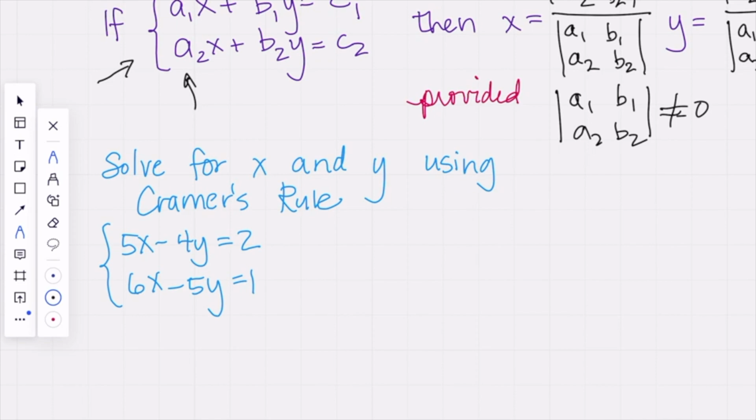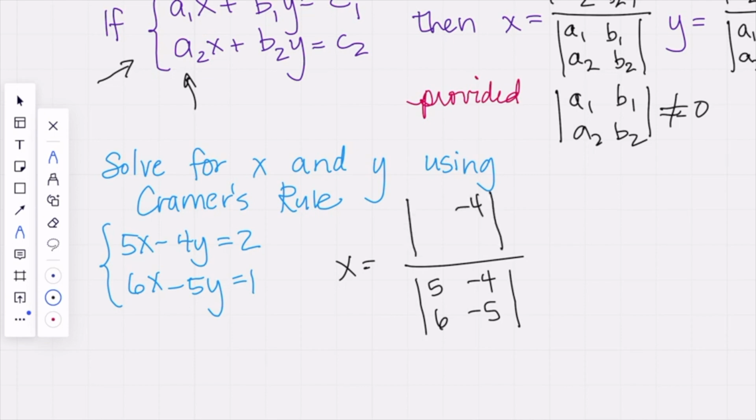If I'm looking for the x and y values using Cramer's rule, then all I'm going to do is say, okay, well, x is equal to, and we're going to have the determinant of 5, negative 4, 6, negative 5 in the denominator. In the numerator, I'm going to keep the coefficients of the y values, and I'm going to replace the coefficients of the x with those constants. Okay, and so let's go ahead and see what happens there.